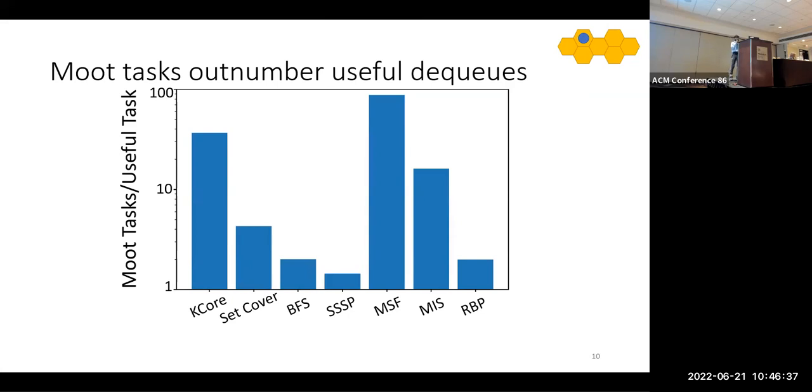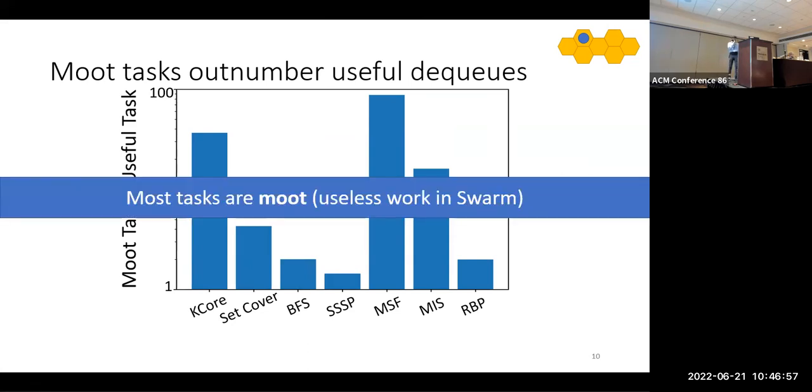This makes some sense when we think about it. Every priority update creates a moot task, and these algorithms will usually dequeue a vertex, then update all of its neighbors. So we can expect our moot tasks to outnumber our useful ones by a factor up to the average degree of our graph. In a nutshell, most tasks are moot.